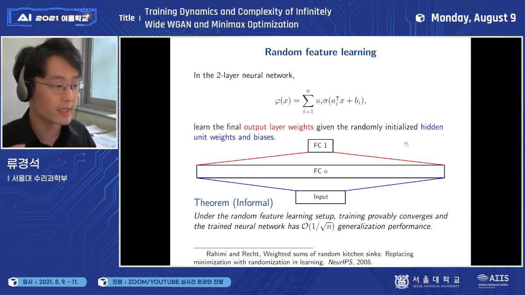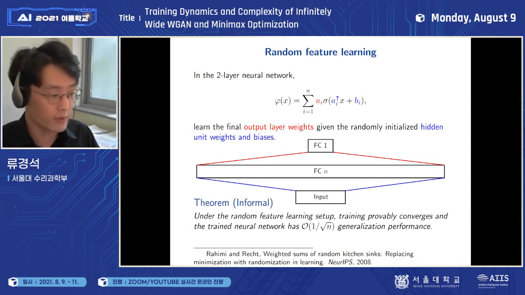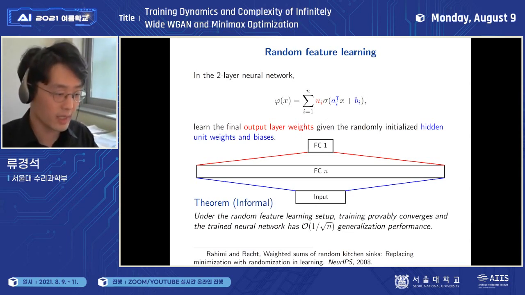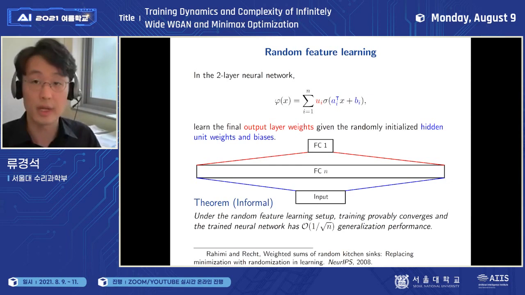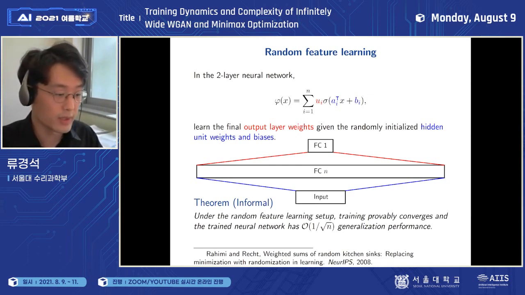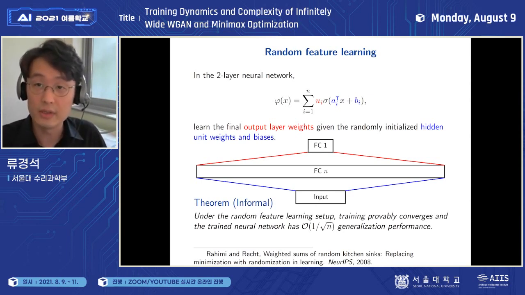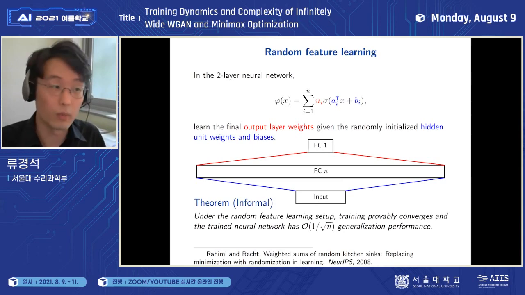Now, in this simplified setup, training does provably converge, and the trained neural network has a certain generalization performance guarantee. This line of work was done by Rahimi and Recht in 2008. So this type of result is very old on the machine learning timescale, and it's now a classical line of work.